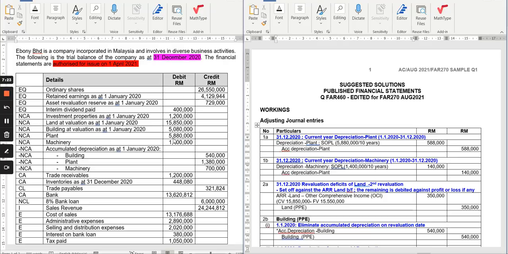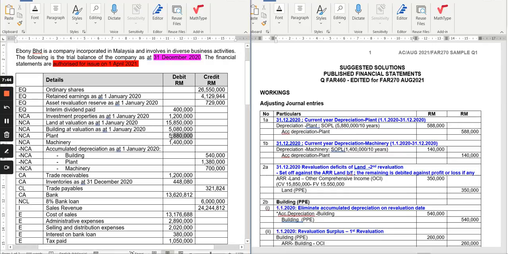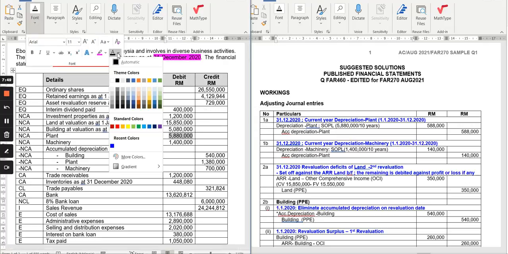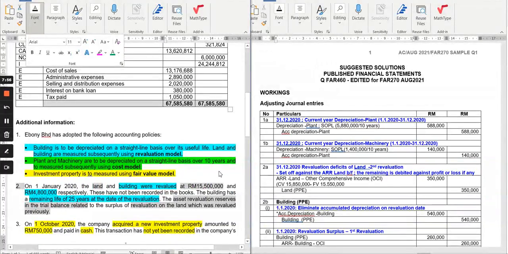So 5.88 million and 1.4 million is the cost, right? There are no changes to the asset. If there are changes in terms of acquisition or disposal, you need to take them into consideration, but here none. Make sure you check all that so that you don't make mistakes. Here the depreciation would be on 5.88, which is this figure, divided by the useful life. The useful life is 10 years.